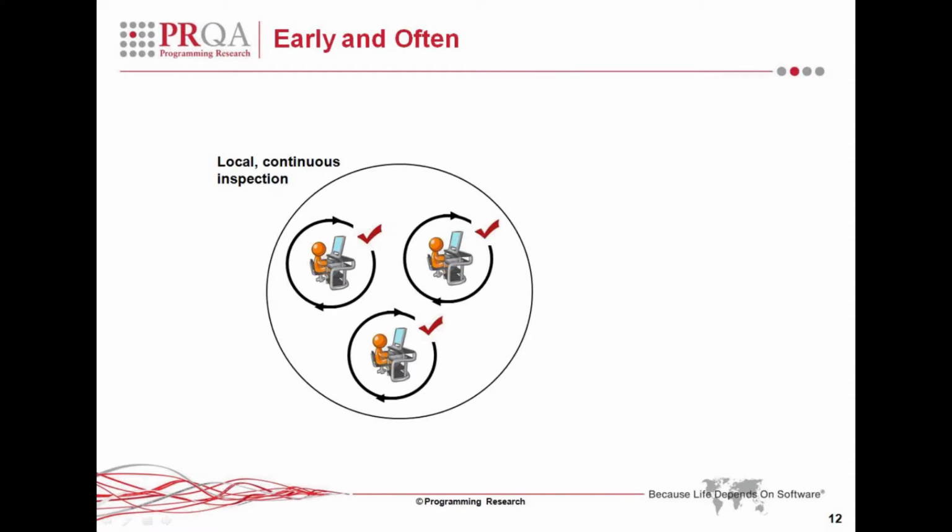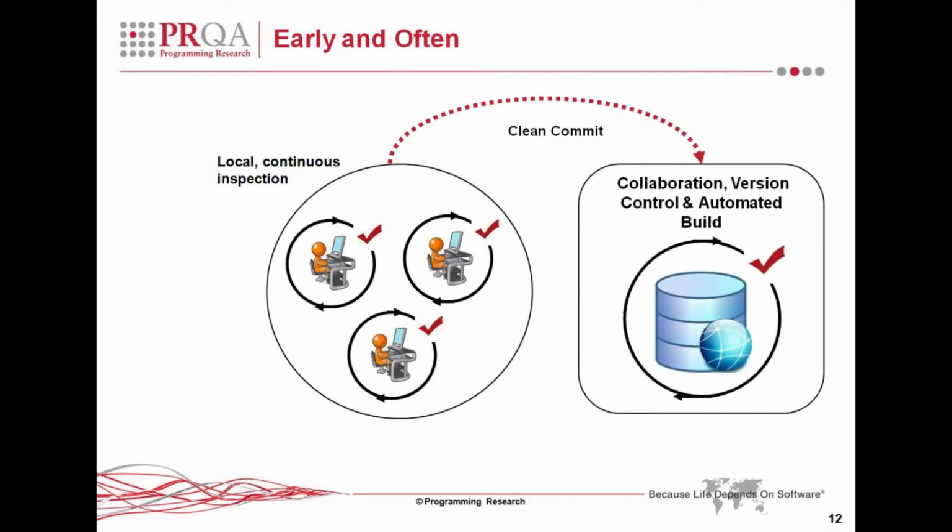So we get to do the inspection early and often, which is the way we need to do these types of inspections to ensure that those defects that get inserted during the coding phase don't progress to later stages in the development cycle. So now what happens is, as your developers are inspecting and removing the defects that are inserted into the source code at their own workstations, they can commit clean code to a version control system.